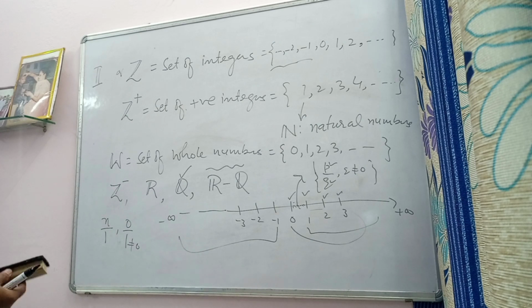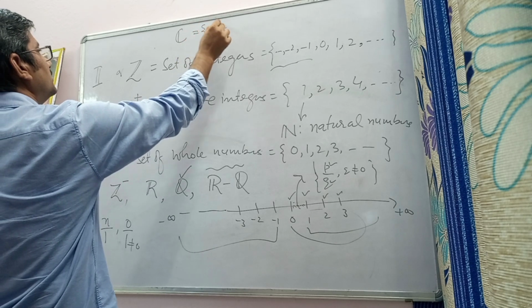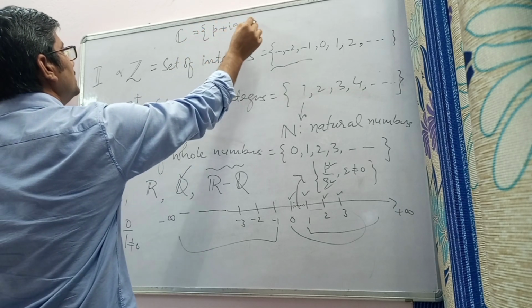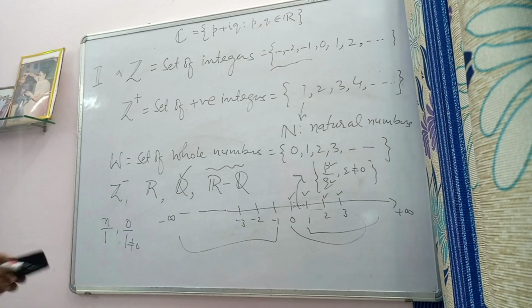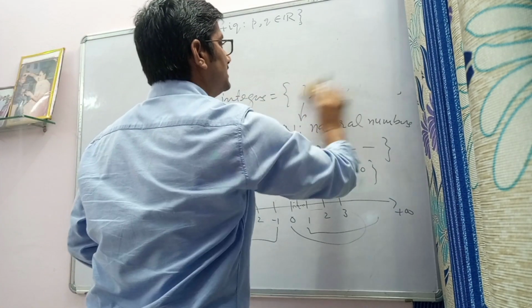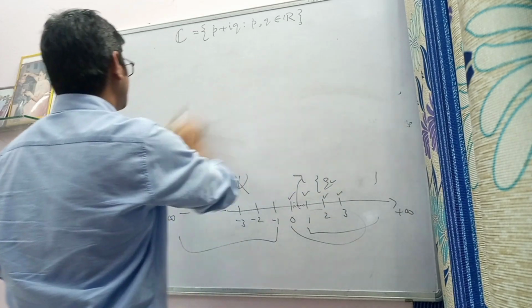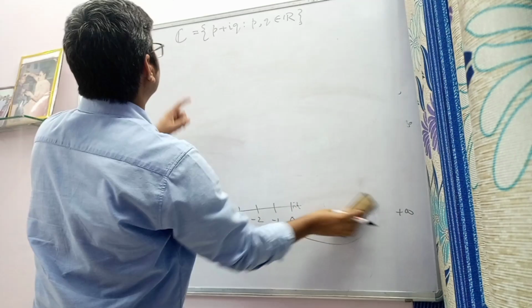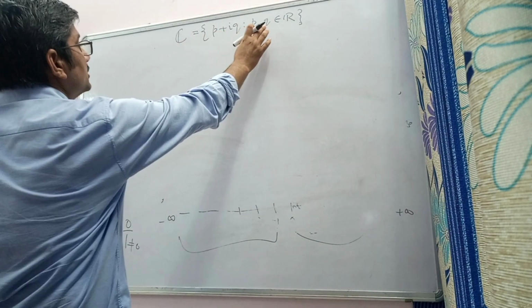And then we can discuss the set of complex numbers, meaning numbers of the form p plus iq, where p and q are real numbers. So as far as the notation of the set is concerned, I have written this notation.